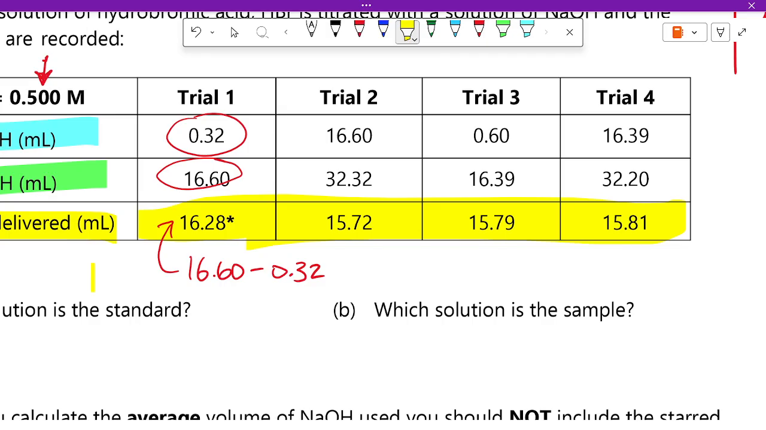Okay, which one of these things does not belong? That 16.28, yes. These 3 are all within 0.2 milliliters of each other.